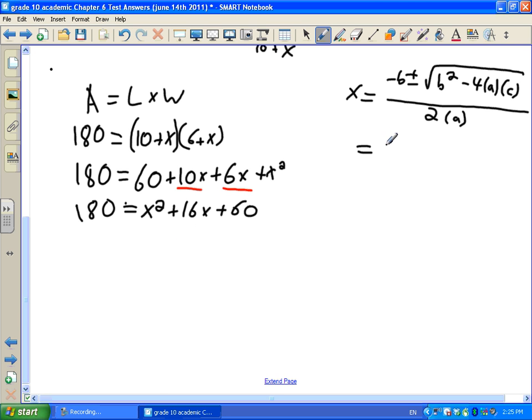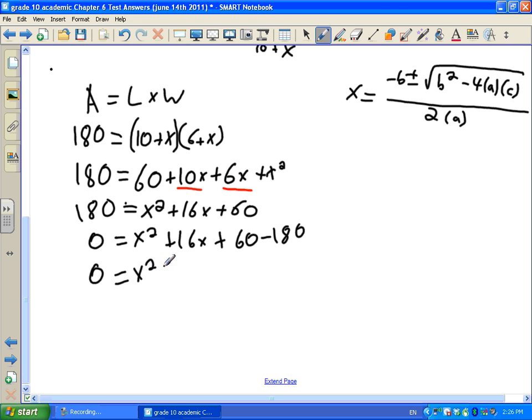So, negative b is 16, plus or minus. Oh, sorry. I made one error. I haven't moved over 180. In order to use the quadratic formula, one side of the equation needs to be 0. So I have to move 180 to the other side of the equation. So it's going to be combined with the number 60. So 60 minus 180. Let's write that down. Because I brought it to the other side, it becomes negative. 0 equals x squared plus 16x minus 120. There we go. Sorry, we had the wrong C term there for a second. Minus 120.